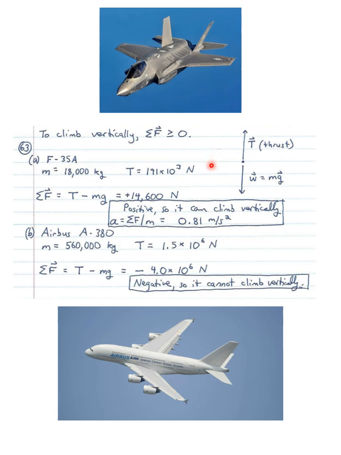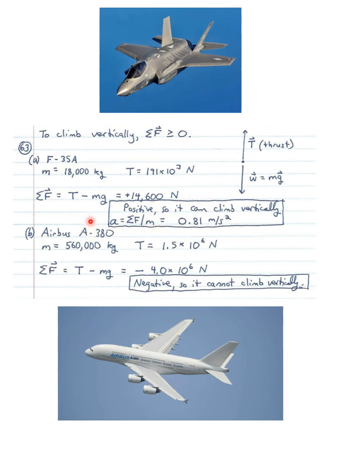I have its mass and the thrust, and we'll do the sum of the forces, which is T minus mg, which is 14,600 newtons. And since that's positive, it can climb vertically. Now, if I had done F equals ma in the line where my marker is, that would be T minus mg equals ma, and then we could solve for the acceleration. But I've just taken the sum of the forces, and now I'm setting that equal to ma.